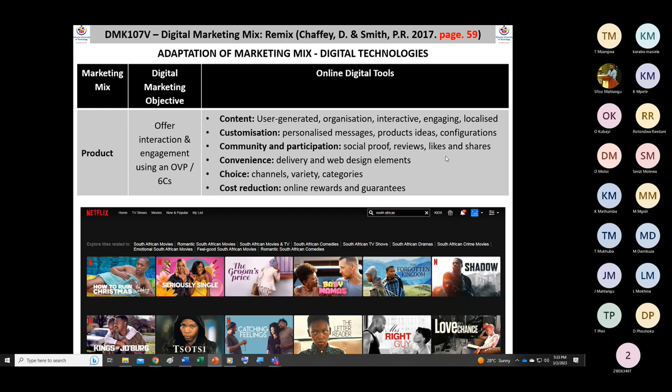So these variables can also be manipulated, meaning that if we have nice reviews on our Instagram page, we can incorporate that into our own website. So when a person lands on our homepage, they can see what other people have said in the social media space, and that's part of the product that we are selling.